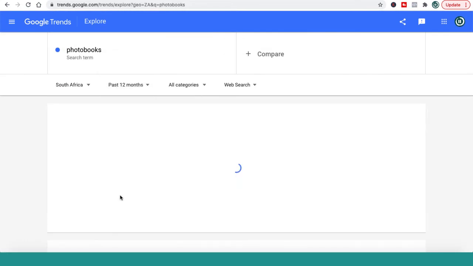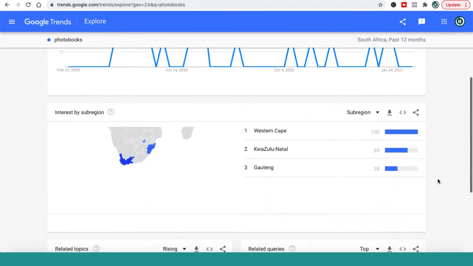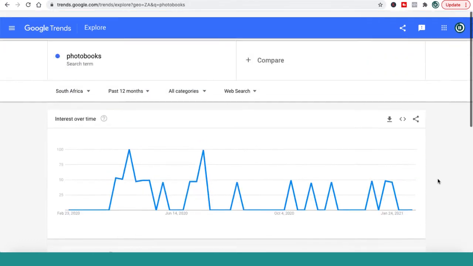Let's go the past year. So photo books was quite prevalent in April and in June and July-ish. And then it's not as much in January this year. Again, Orms has come out as a related topic.